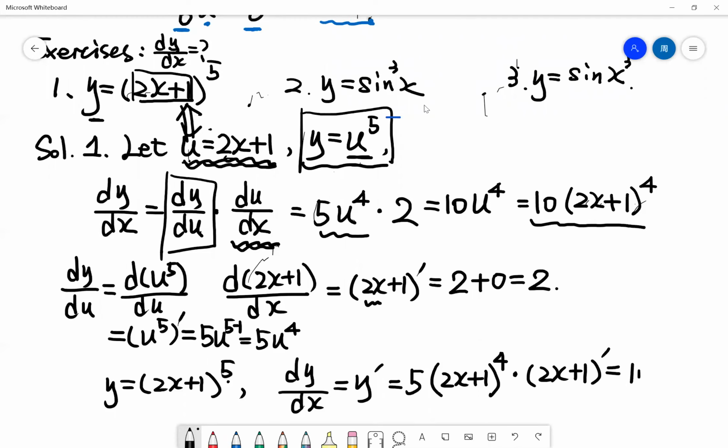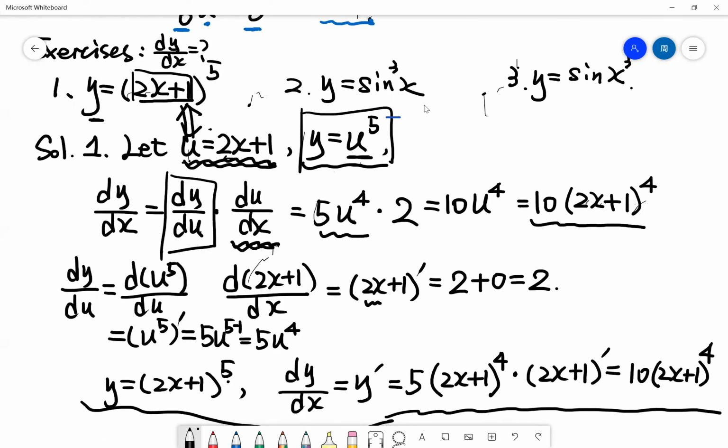That is 10 times (2x plus 1) to the power 4. And this part, after practicing many exercises, you can get the result directly. You don't have to let u be 2x plus 1 and y be u to the power 5. You can get this directly. But for now, I suggest you separate the function part by part, and you can get a correct answer.